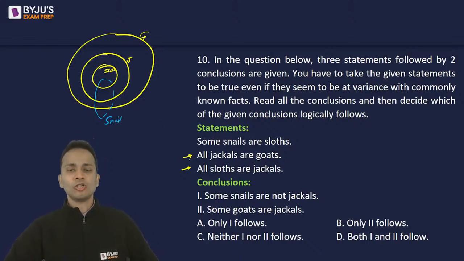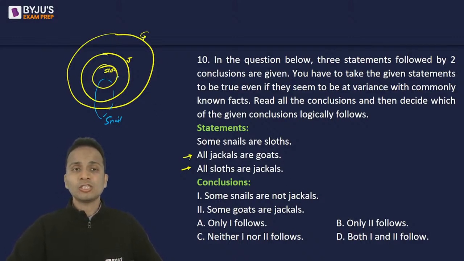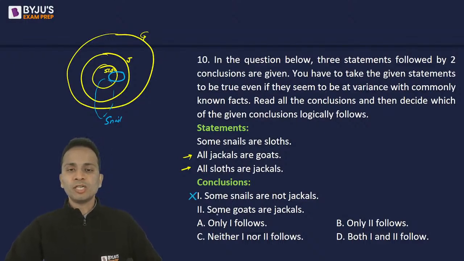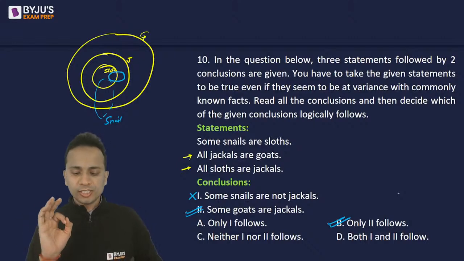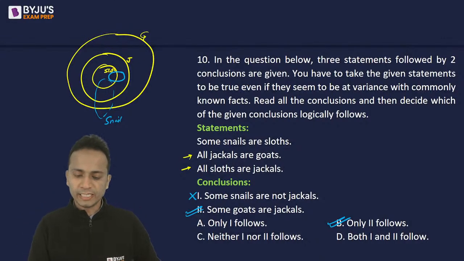ठीक है? Now conclusion, some snails are not jackals. जरूरी नहीं है. Snail का circle ऐसे भी बन सकता था. I could have drawn the circle of snail like this. Okay? So conclusion number 1 is not always true. Conclusion number 2, some goats are jackals. Yes, jackals is completely inside the goat. So some goats are definitely jackals. So option B, only second conclusion follows, is the correct answer.